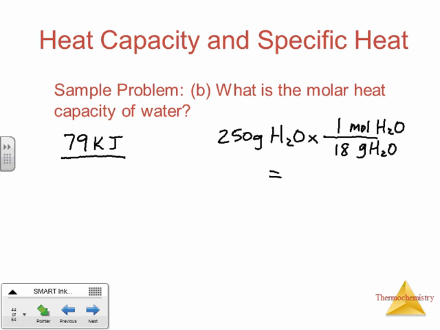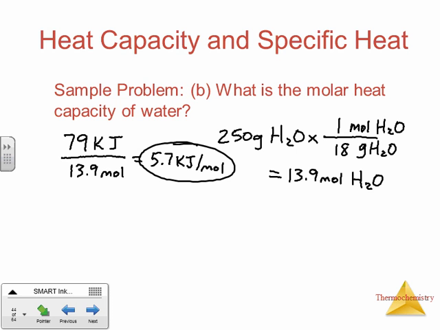So this is going to be, let's see, 250 divided by 18, 13.9 moles of water. Okay, so then we divide that by 13.9 moles. That's going to give us about 5.7 kilojoules per mole as the molar heat capacity of water.